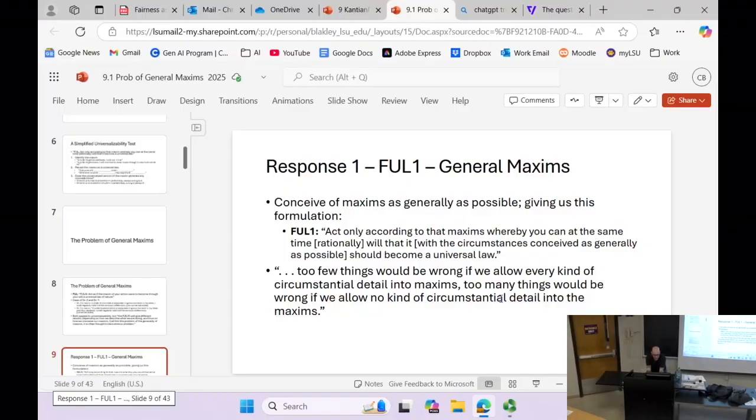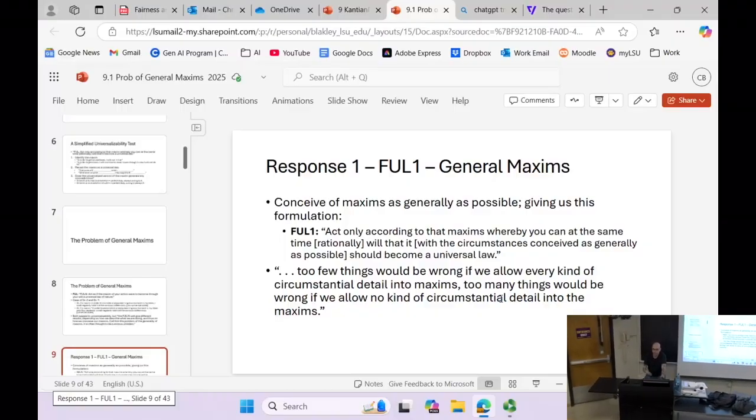Act only according to the maxims whereby you can at the same time rationally will that it, with the circumstances conceived as generally as possible, should become a universal law. So don't lie is pretty general. Keep your promises, again, quite general. If we take that at face value, there are no exceptions built into that, right? It's just a blanket statement that all lying is bad.